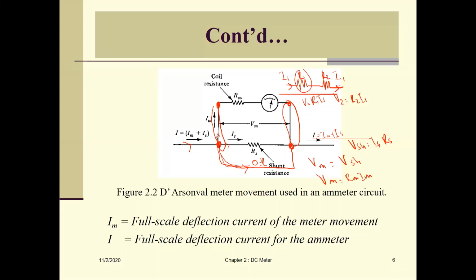If we put our digital multimeter here, and the current is high, the fuse will blow or be broken. Our digital multimeter will be broken, because the current goes directly through your digital multimeter.